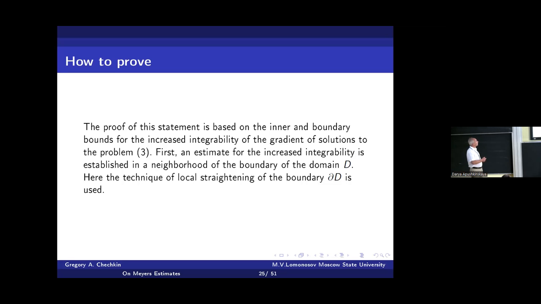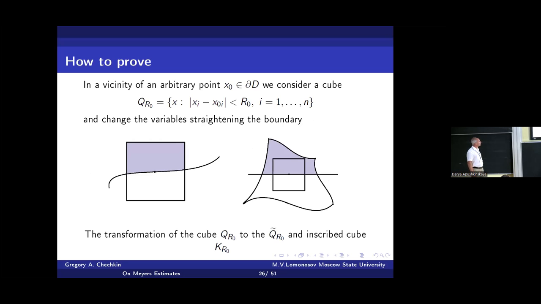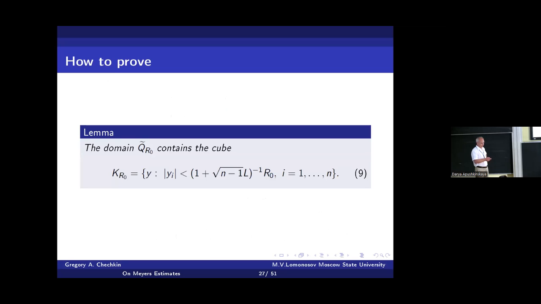Okay. So the proof is based on the estimate inside the domain and in the vicinity of the boundary to obtain the inequality near the boundary. We just have this straightening of the boundary. So we consider a cube. Then after these changes of variables to have this straight boundary, we have this deformed cube, but of course you have a cube with a size which is less than the original one, which is inside this deformed Q tilde, and it is quite easy to calculate the size of this cube.